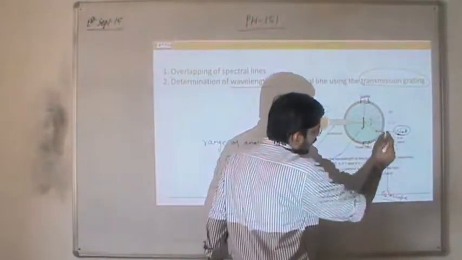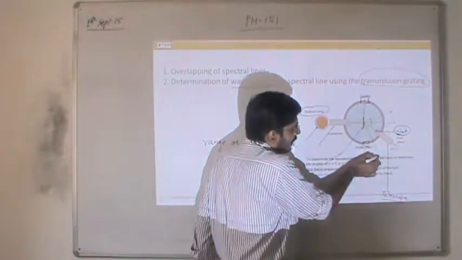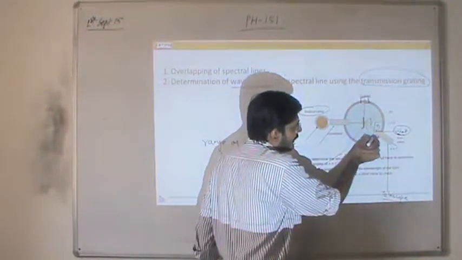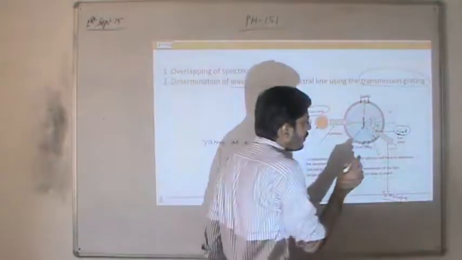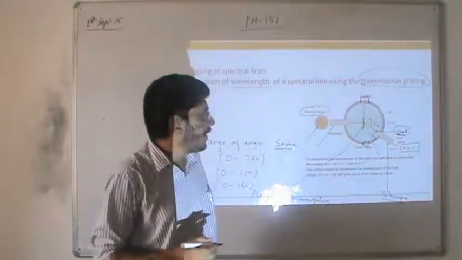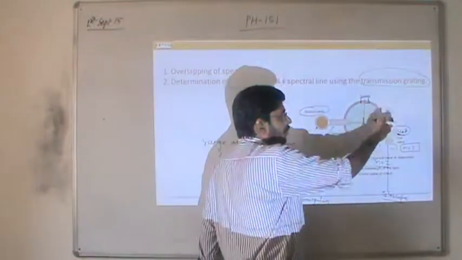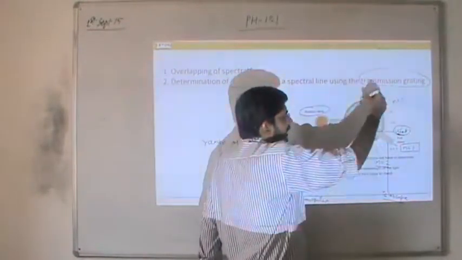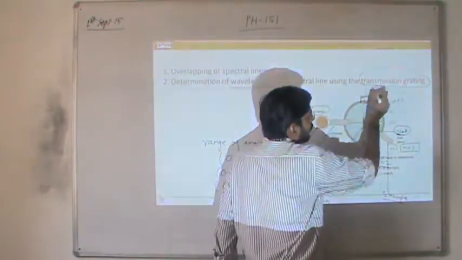Now if we rotate this telescope further, we again observe a violet line at some angle theta 2. If we consider the initial angle is theta 1, the next angle is theta 2. So the first place where we observe the violet is known as the grating order n equals 1. The next will be n equals 2. The same color will be observed in opposite directions. Means for n equals 1 on the right hand side it will be observed here. For n equals 2, the violet color will be observed here.